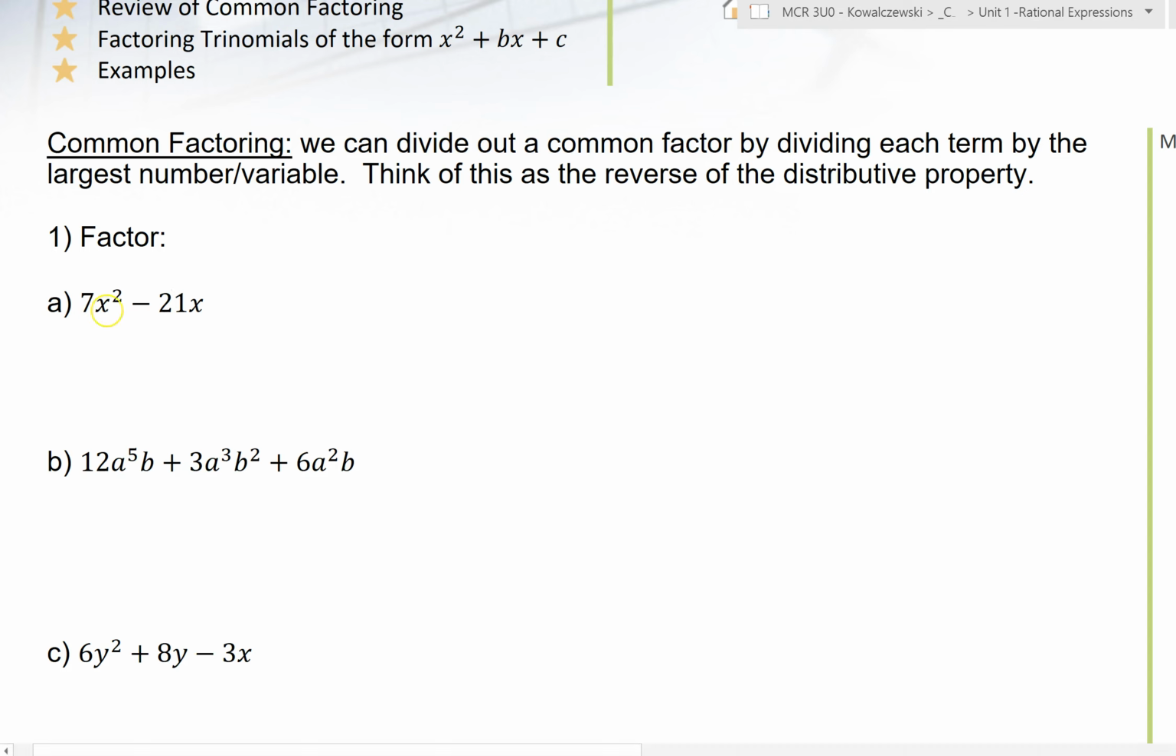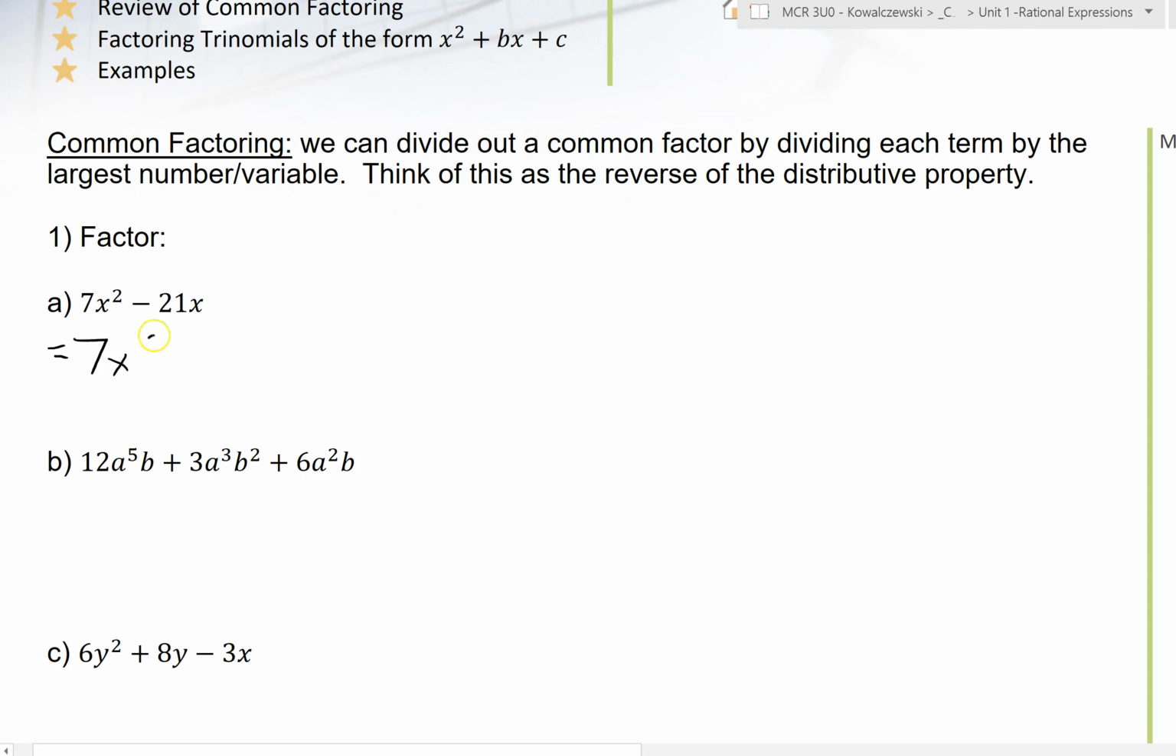So if I look at 7x squared minus 21x. Now looking first at the coefficients, 7 and 21 have a common factor of 7. They could both be divided by 7, and that's the largest it can go. Now also looking at the variables x squared and x, they have an x in common. I wouldn't be able to divide the second term by x squared because it only has the variable x.